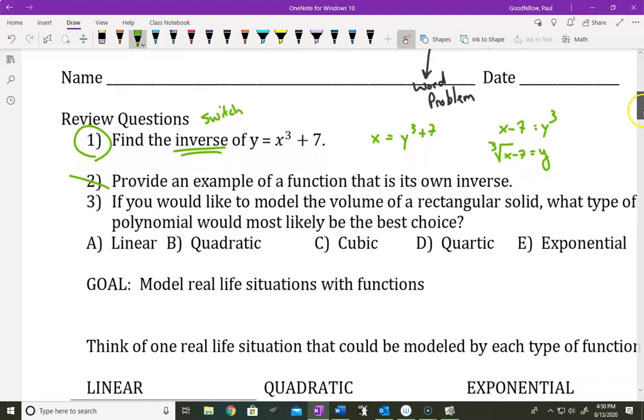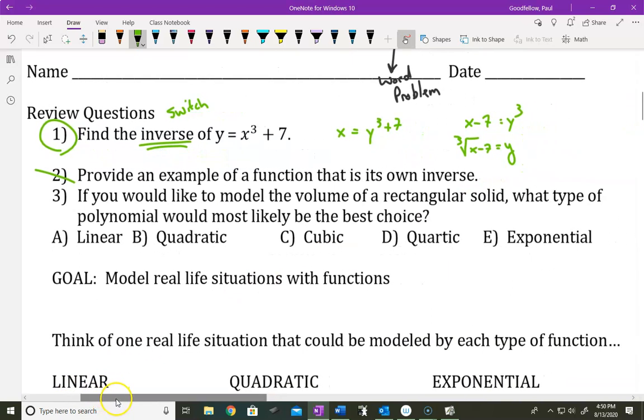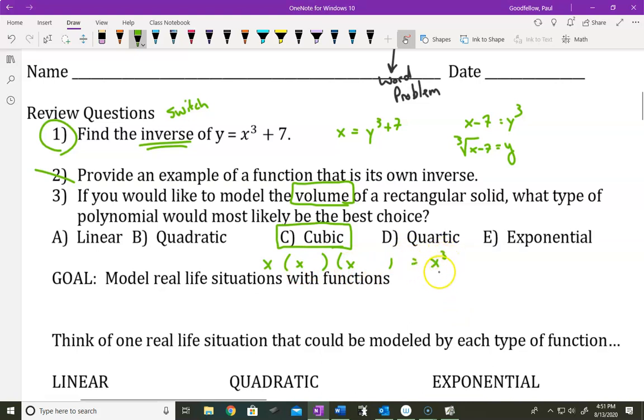But it really does feed down into these review questions about what we're going to be talking about today. If you would like to model the volume of a rectangular solid, what type of polynomial would you likely make the best choice? Now, if you're going to make something based on volume, you'd really want to be thinking about something in that rectangular solid that would be length and width and height. So it would make sense that it would be written in a cubic sense, because you'd be dealing with the dimension of each kind in terms of an x component, and that x component, once it would be all foiled together, would be an x cubed concept.